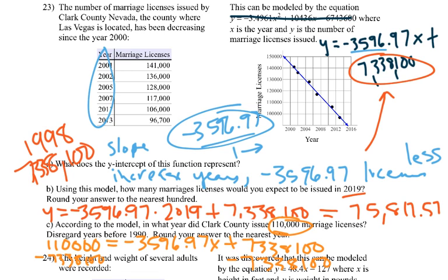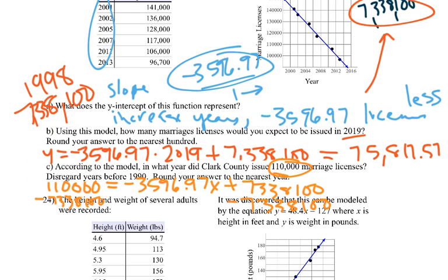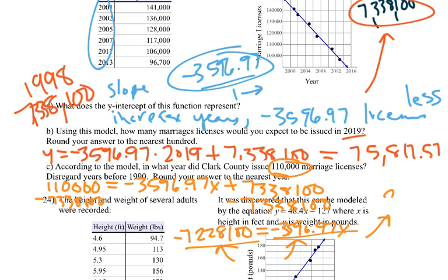So I go 110,000 minus 7,338,100, which gives me a negative 7,228,100 equals negative 3,596.97x. So we divide by that negative on both sides. So then I hit divide by negative 3,596.97, and that gives me 2009. So it would make sense because it would be in between there, in 2009. Okay?